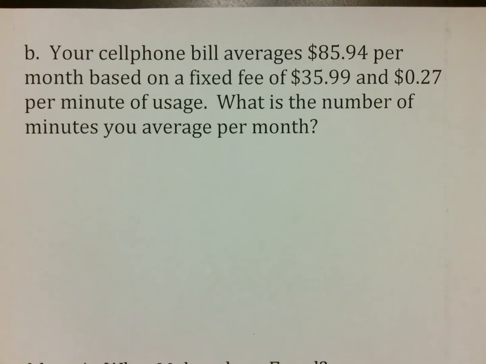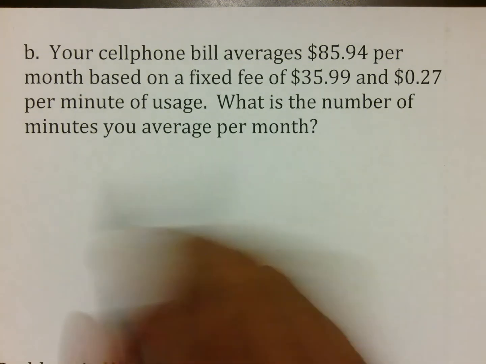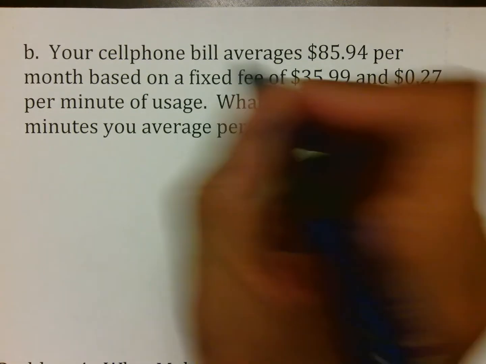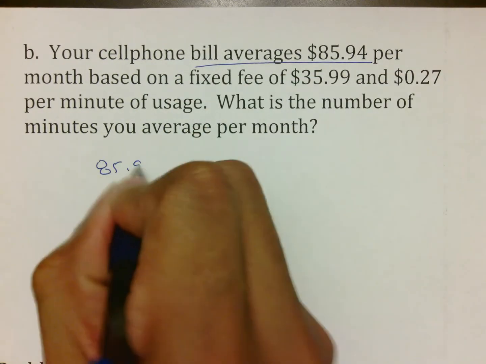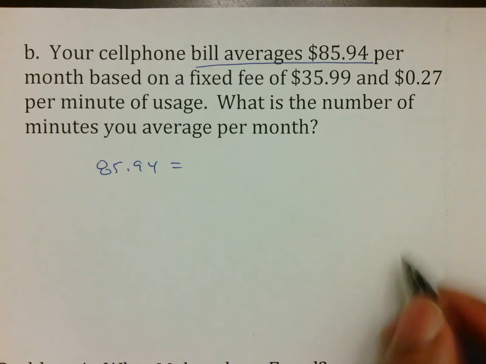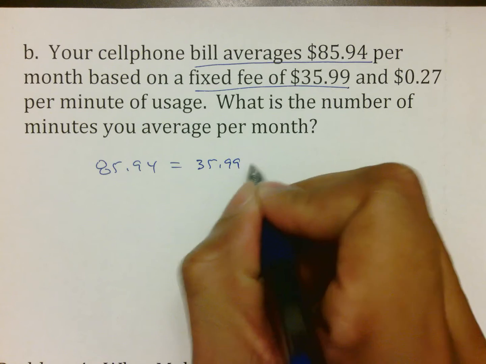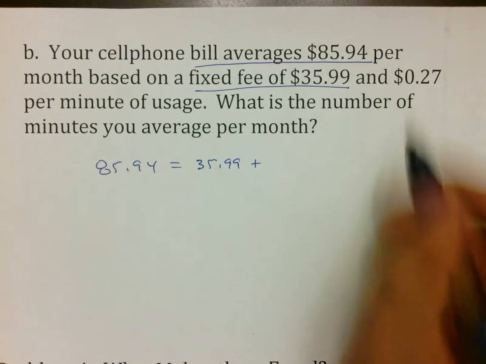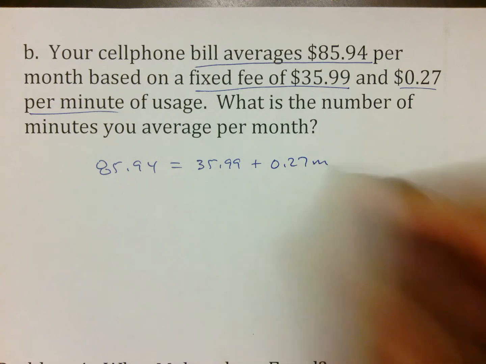Another one: cell phone bill average is $85.94 per month based on a fixed fee of $35.99 and 27 cents per minute usage. Again, it wants the number of minutes per month. The bill average is $85.94, so that's our total. Then put your equals. Fixed fee of $35.99 means put $35.99 plus, because remember, fixed fee only happens once. 27 cents per minute means 0.27 M.